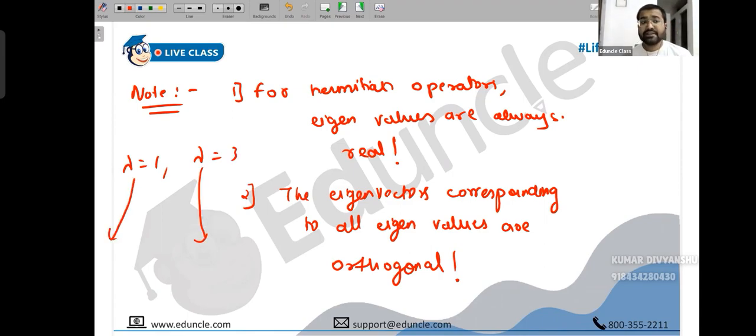Yes, sir. They will not match because we just learned that eigenvectors corresponding to all eigenvalues are orthogonal. Orthogonal means their product should be 0. If they are the same vectors, then how can their product be 0? The product cannot be 0. Then it will be 1. So yes, this statement is related to what you are saying.